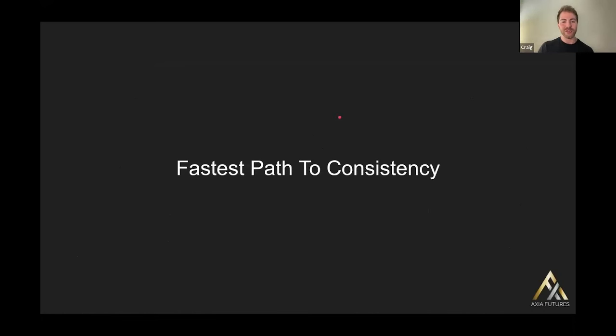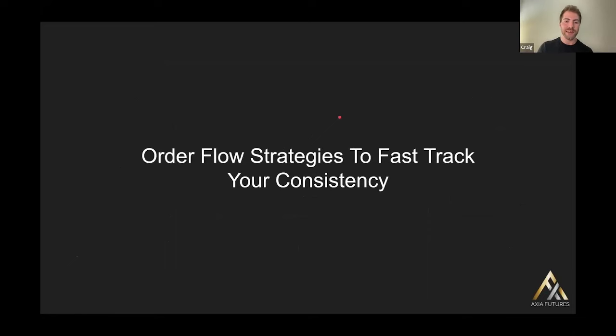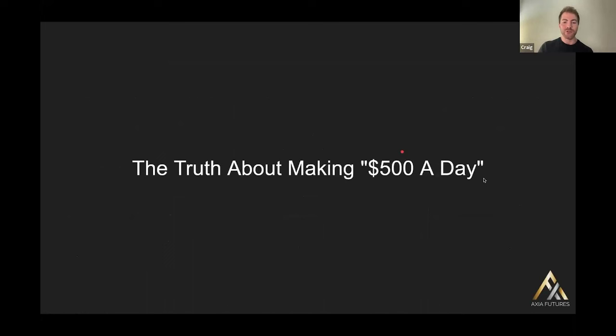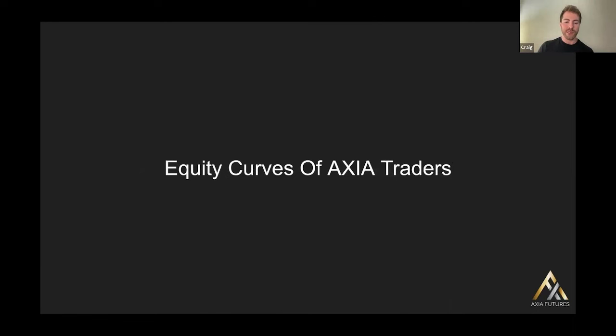All right, so as I said, today's session is covering the fastest path to consistency. We're going to look at the order flow strategies to fast track your consistency. The truth about making $500 a day is something that we sometimes get questions about. Is that possible? Especially people who are just starting out, they want to know, is this a viable goal to have in mind? Rich will be covering that.